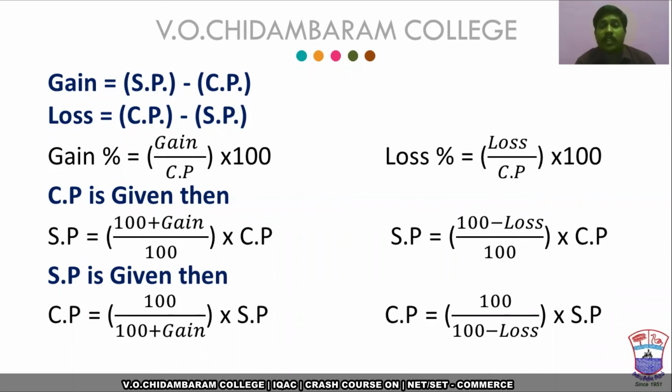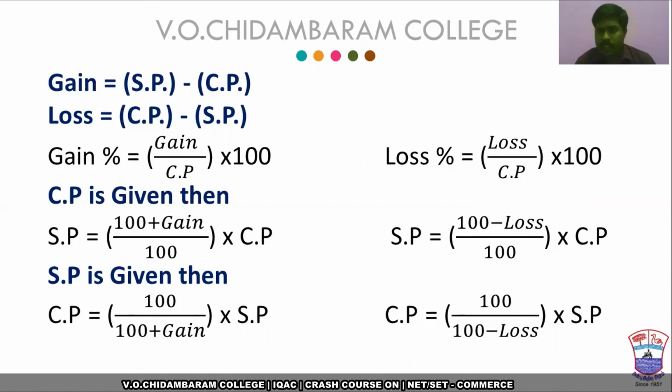What is the percentage of gain or loss? It is nothing but the ratio of gain and cost price. That is, gain by cost price into 100 is known as gain percentage. Loss by cost price into 100 is known as loss percentage.